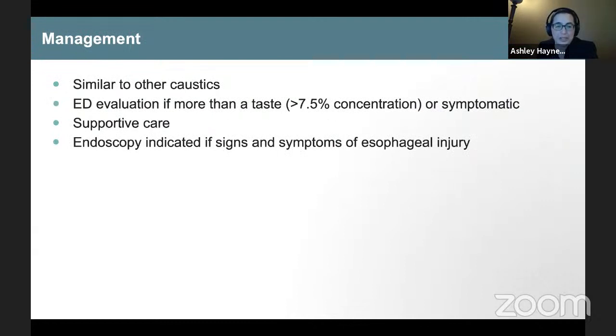Management, generally, it's going to be similar to other caustics. So removing it from the skin, cleansing from contact. If there's more than a taste of a high concentration, or if they have symptoms, they should be seen in the emergency department. If there are symptoms like drooling, chest pain, oral lesions, that may indicate need for endoscopy to evaluate the esophagus. Otherwise, most care is going to be supportive. Next slide, please.